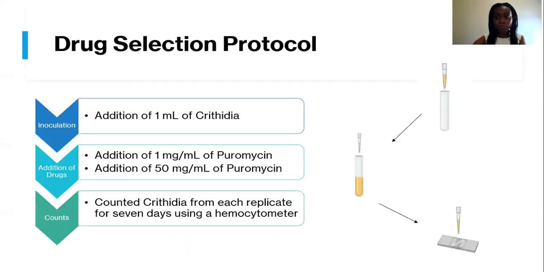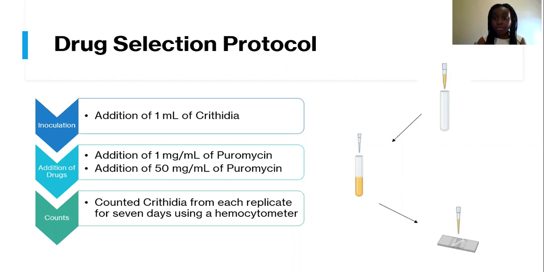Hello, my name is Abigail Della Penna, and today I will be talking about the drug selection portion of this experiment. In the drug selection protocol, we had 2 selection drugs that we chose. One was blastocidin and the other was puromycin. For each of our 2 selection drugs, we had 2 replicates. Each replicate was inoculated with 1 milliliter of Crithidia. We then allowed the Crithidia to grow until it reached its logarithmic growth stage. Once it reached its logarithmic growth stage, we were then ready to add drugs.